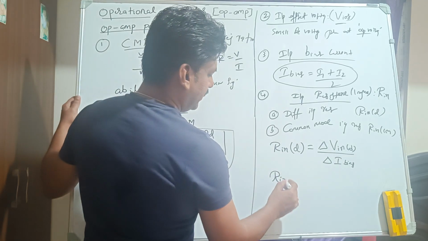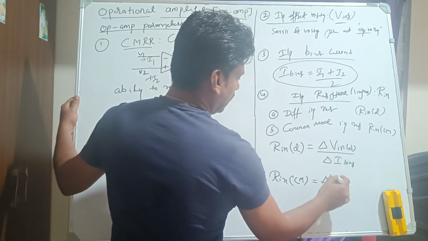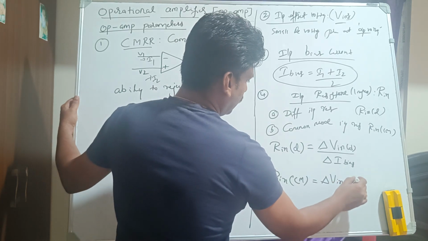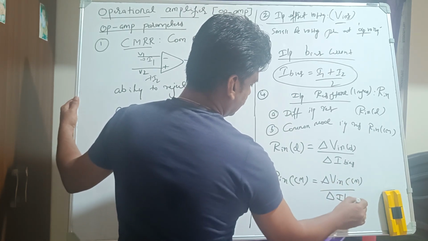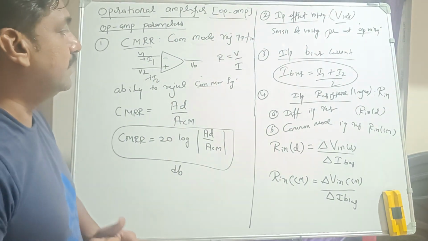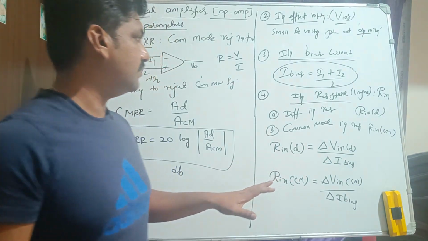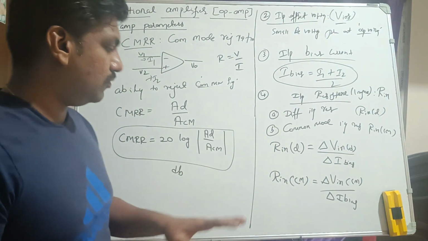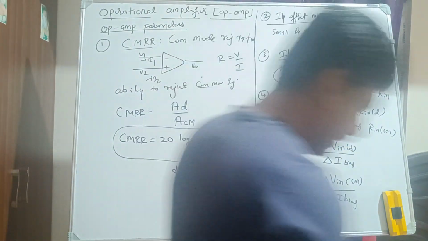Similarly, what is the R in with respect to the common mode? It is delta V in common mode divided by delta I bias, right? So this is the difference between the differential input resistance and the common mode input resistance. So this is the fourth op-amp parameter. Now we'll see the fifth parameter.